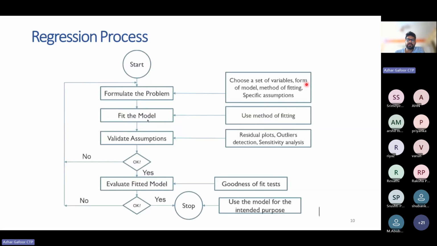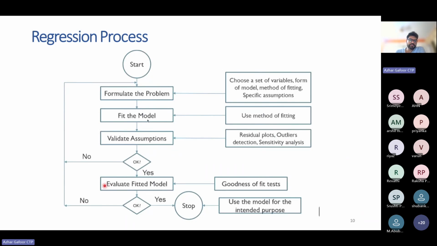Then we have to form the model, then the method of fitting that we have to choose. And if you have any specific assumptions, all those constitute the formulation of the problem. Then we fit the model. In the last class, in the notebook, the Python program, we saw that we fit the model, that the model will train. Then we can validate the model, like we can see the error, or if there are any outliers, or do a sensitivity analysis, and we can see if our results are okay.